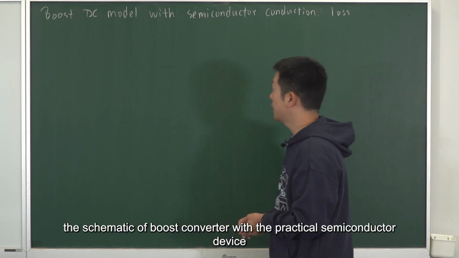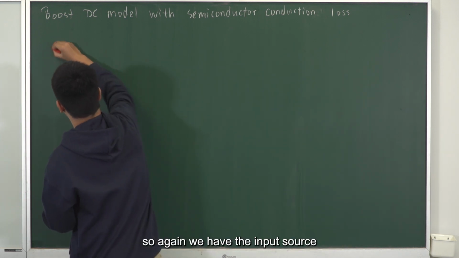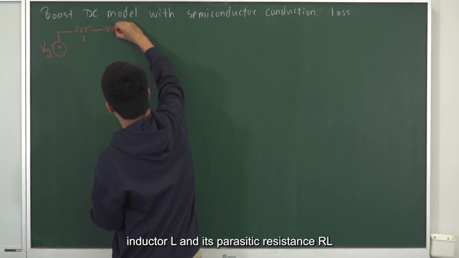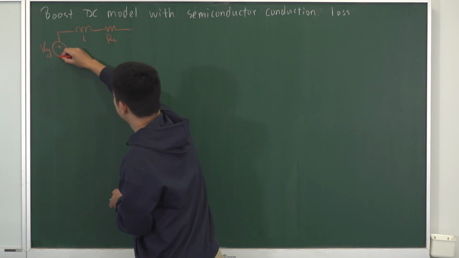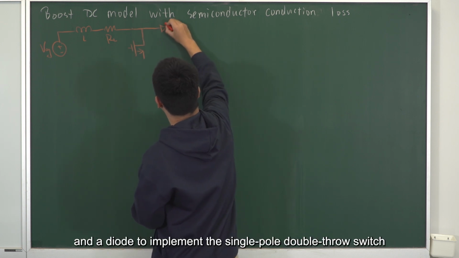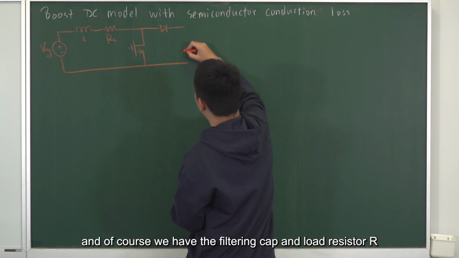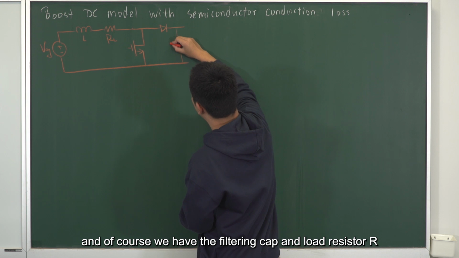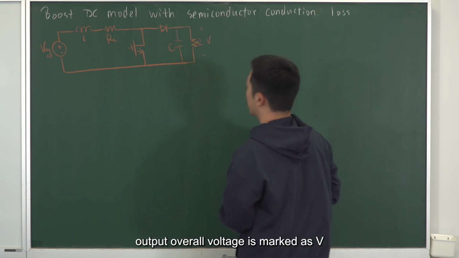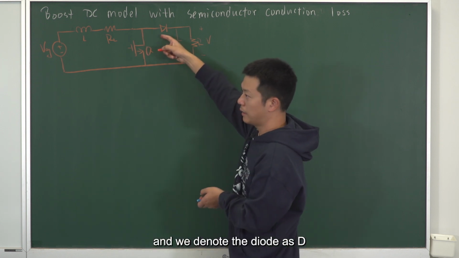So first, let's plot the schematic of the boost converter with the practical semiconductor devices. Again, we have the input source, inductor L and its parasitic resistance RL. For the switch network, we use a pair of MOSFET and a diode to implement the single pole double throw switch. And of course, we have the filtering cap and the load resistor R. Output port voltage is marked as V. For this switch network, we denote the transistor as Q and the diode as D.